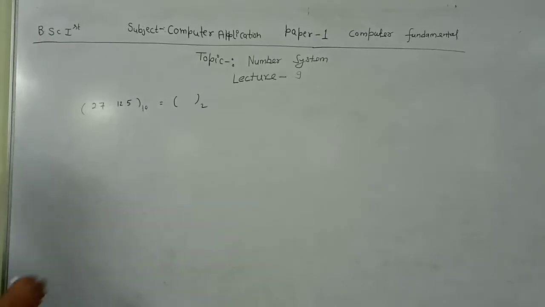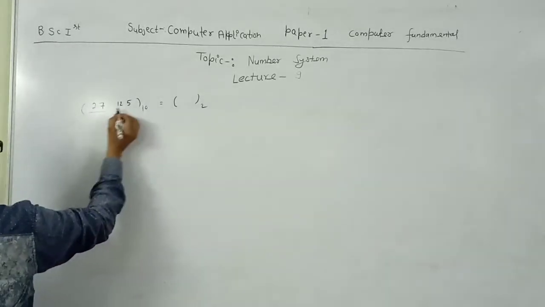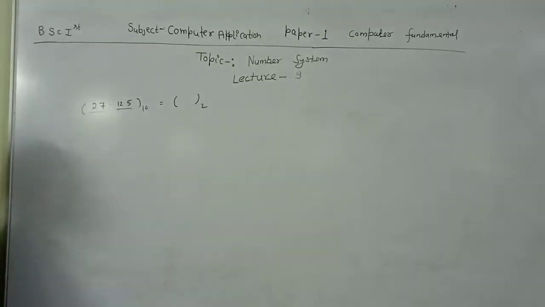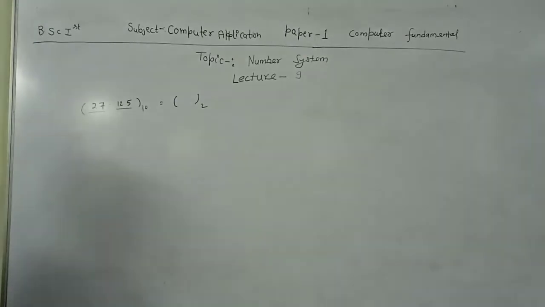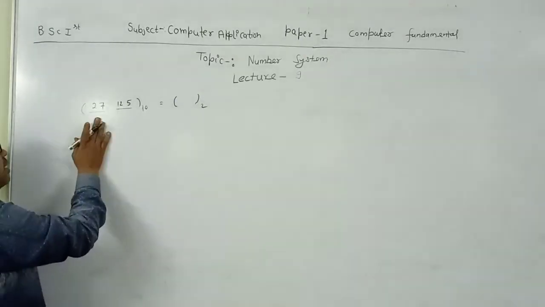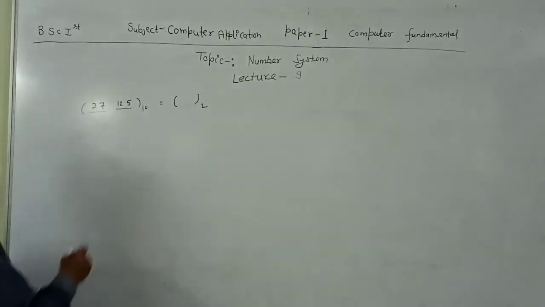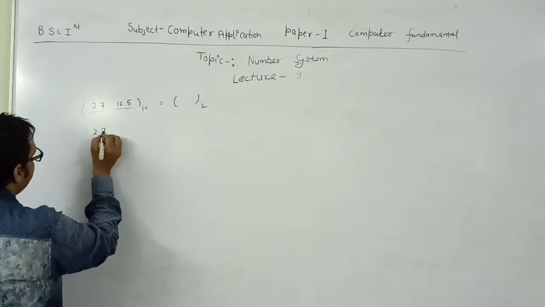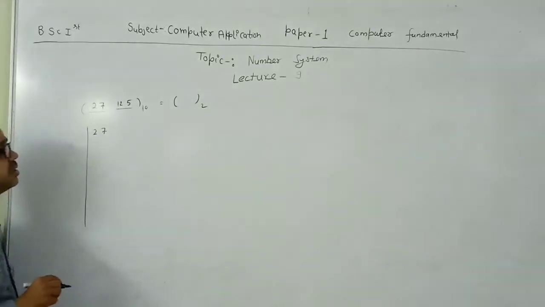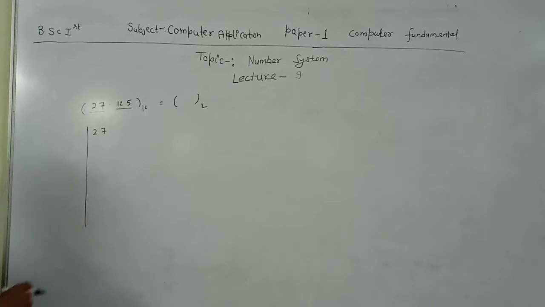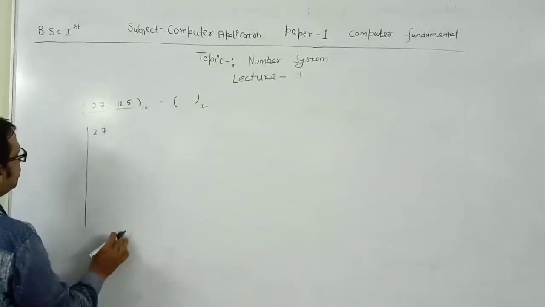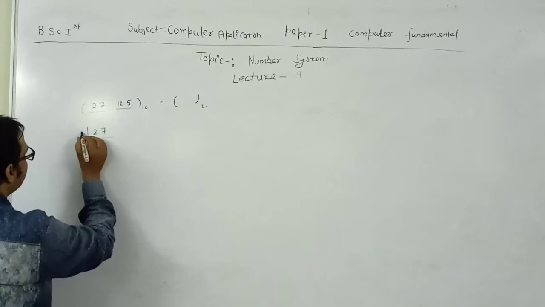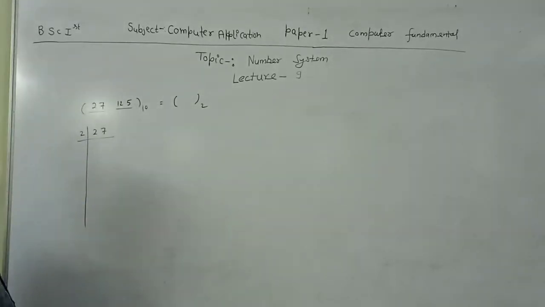The number in decimal has two parts: one is the integer part and another is the fractional part. So you have to know how to convert the 27 into binary. In the first class, in number system, I discussed how to convert a decimal number into binary. So start from here, divide by the base of the binary.